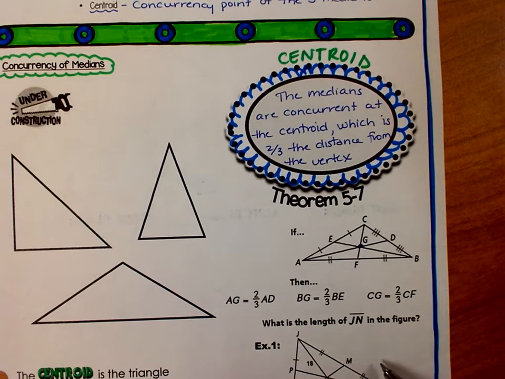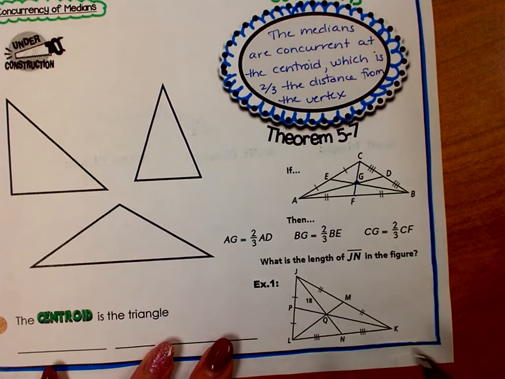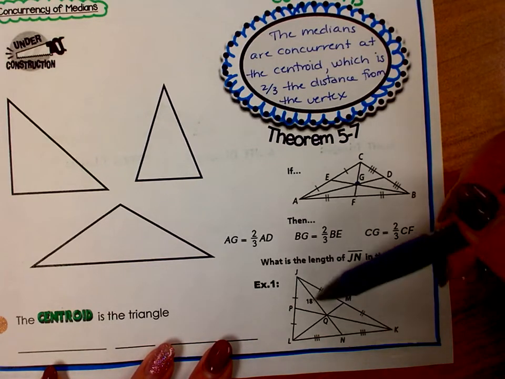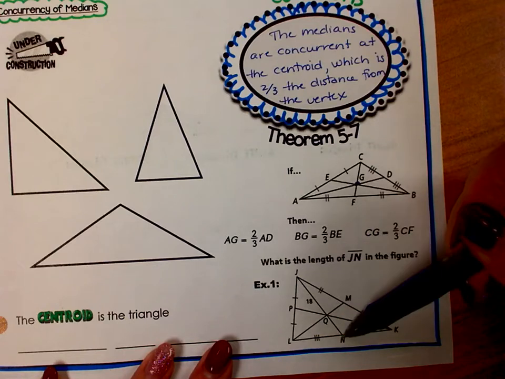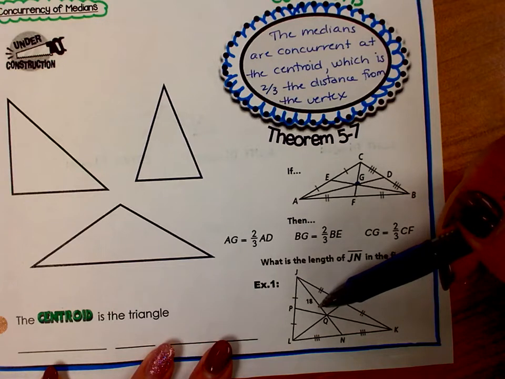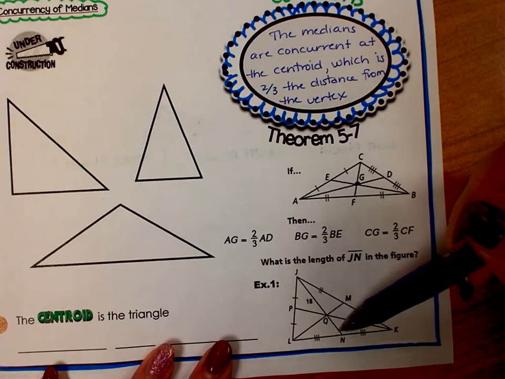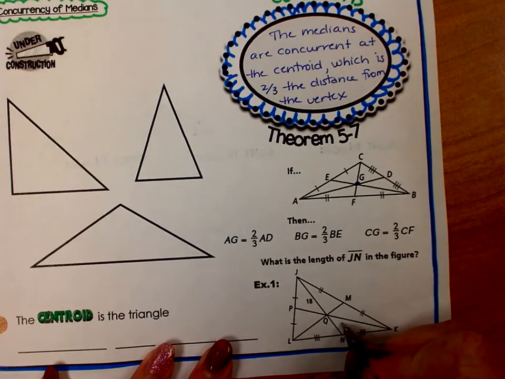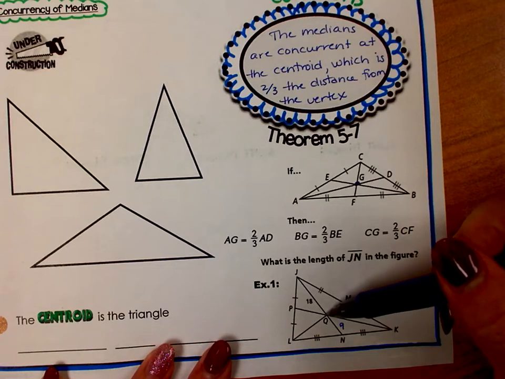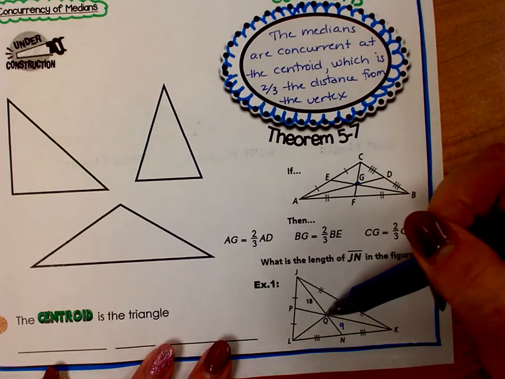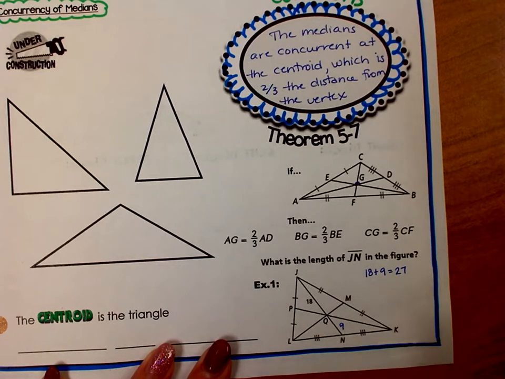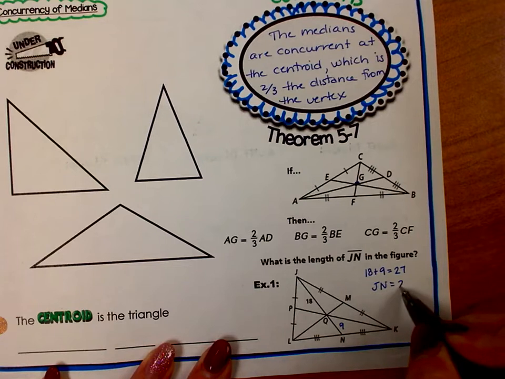So let's take a look at example 1. In example 1, we are asked to find the length of JN. That's the entire distance of the median. So we know that the longer section that goes to the vertex is 18. So if we take half of that, then we're going to find that the smaller section is equal to 9. 9 is 1/3 of the total median, and 18 is 2/3 of the total median. If we add those together, 18 plus 9 is going to equal 27, so JN is equal to 27.